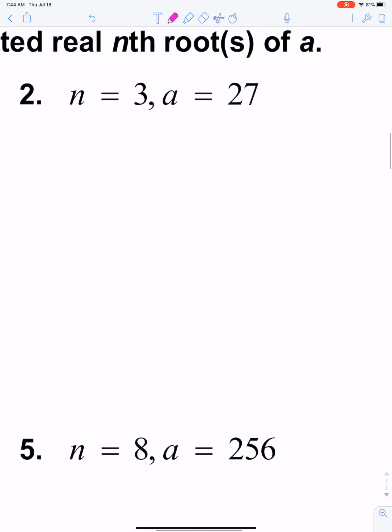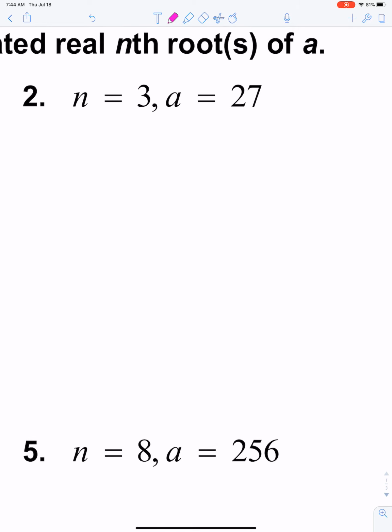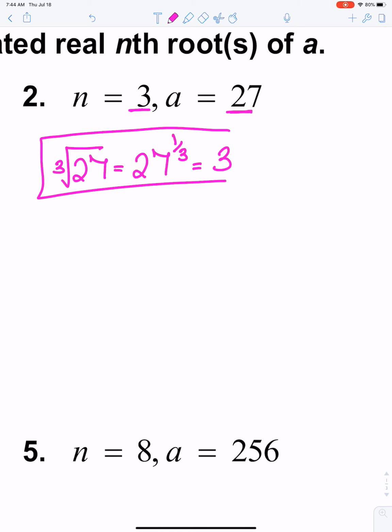So number 2, we're taking the nth root of a, so the third root of 27. Represented as a fractional exponent would be 27 to the 1/3 power. The third root of 27 I know is 3. So this whole thing is my answer.